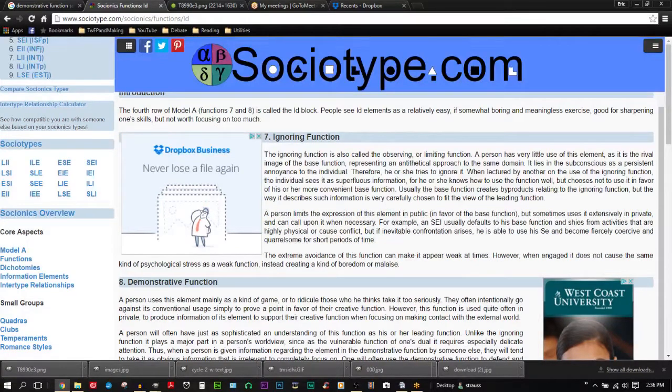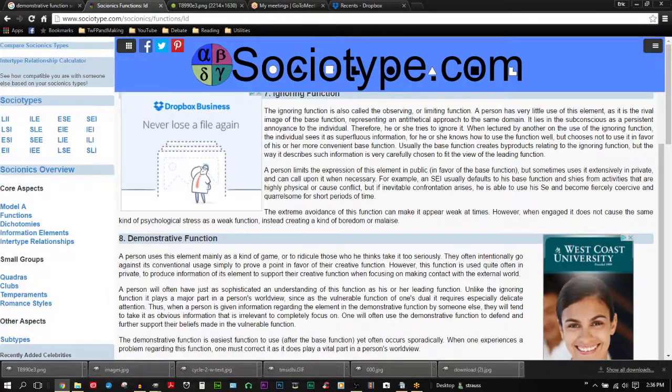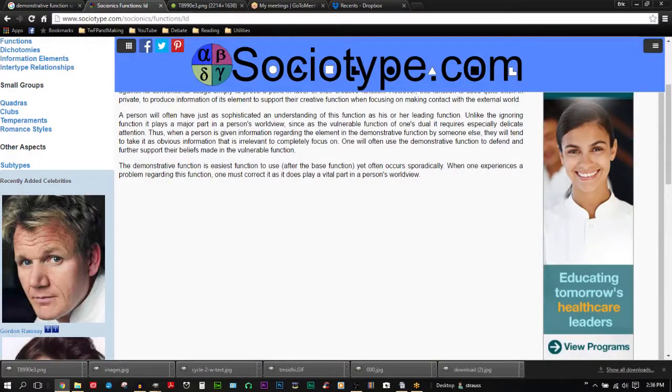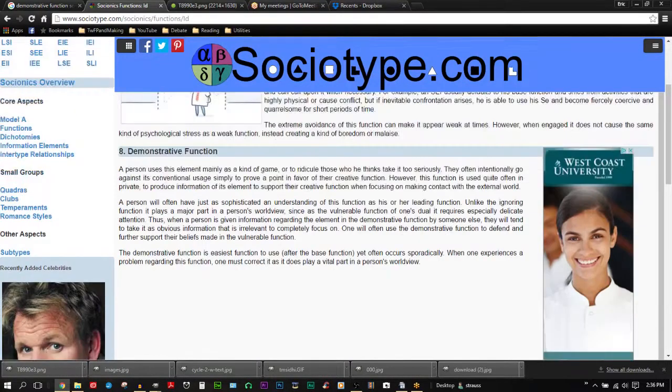The extreme avoidance of this function can make it appear weak at times. However, when engaged, it does not cause the same kind of psychological stress as a weak function, instead creating a kind of boredom or malaise. Or you learn to metacognate your way into appreciating and utilizing it effectively, which is the ideal goal. Okay, so socionics is often interested in what causes problems, and so it's framed like that. Let's look next at the demonstrative function before I open up to the other types, how they experience these functions.